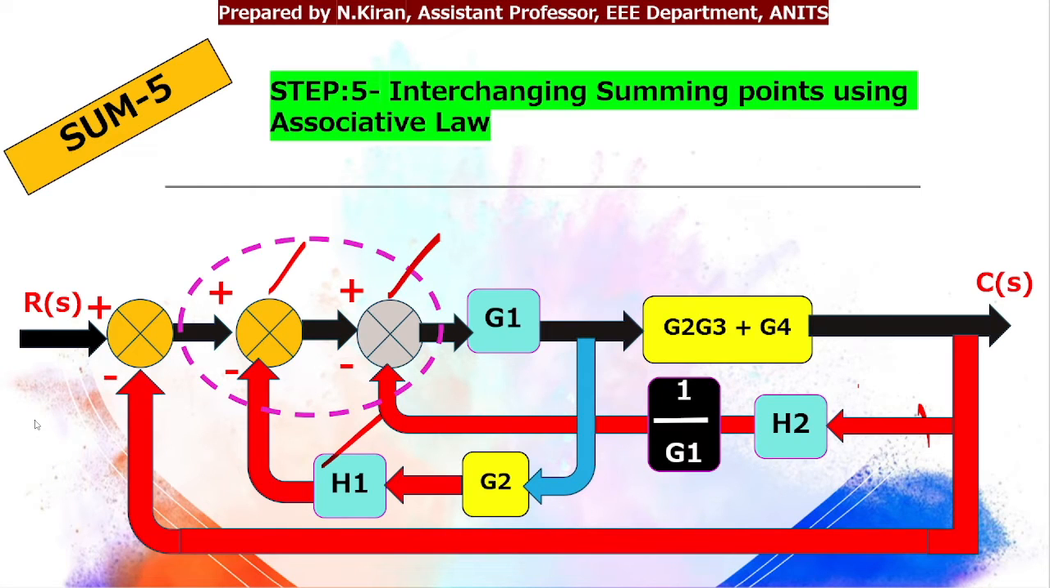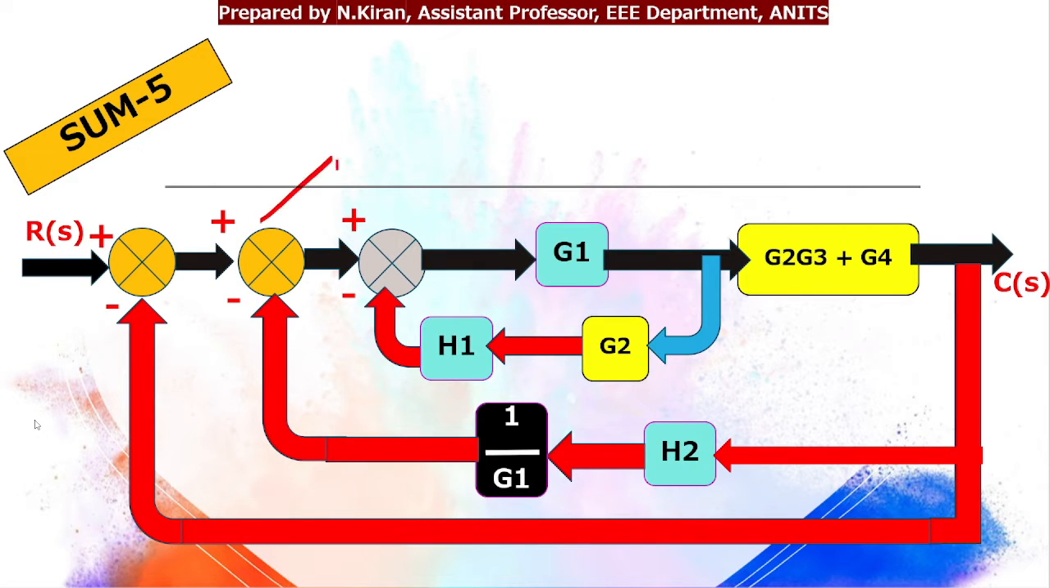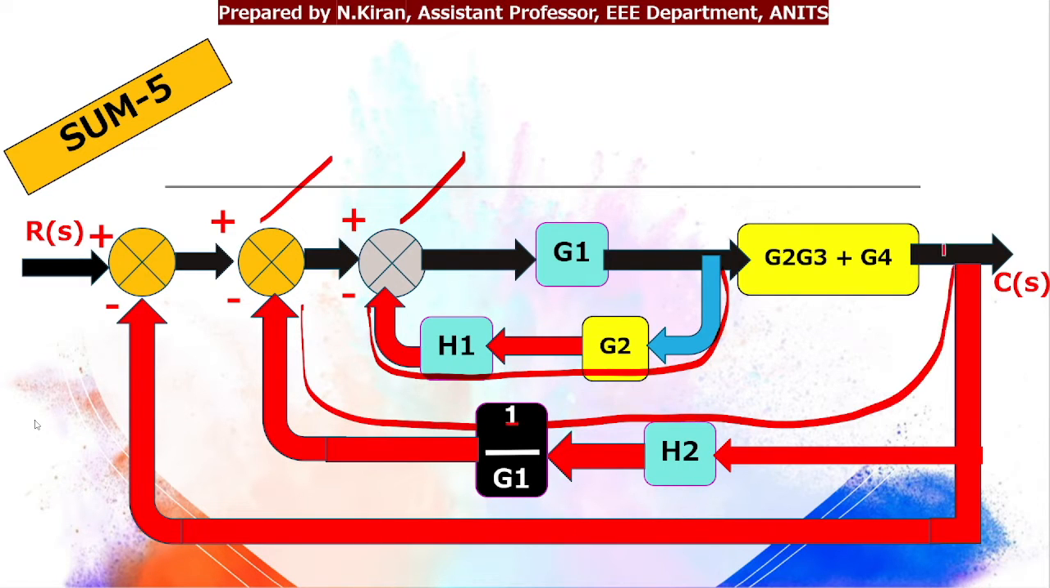Okay. So this is one loop, and this is the second loop. In order to separate these two loops, I am interchanging my summing point. Please observe carefully. After I interchange my summing points, you can see clearly that the two feedback paths have been separated. So it will be easy for me to further reduce my block diagram.